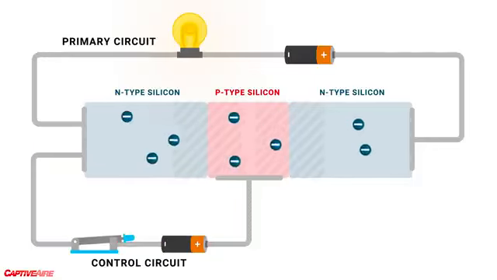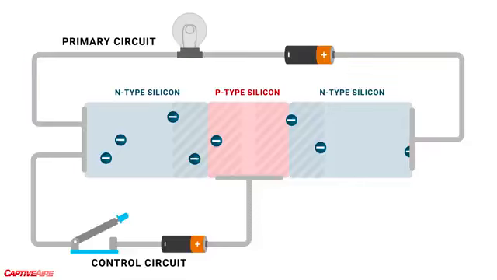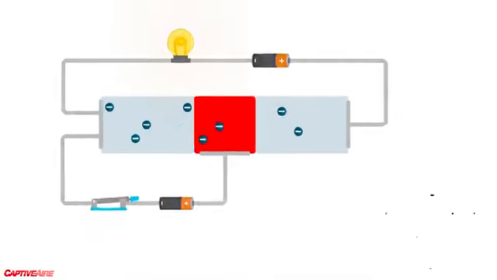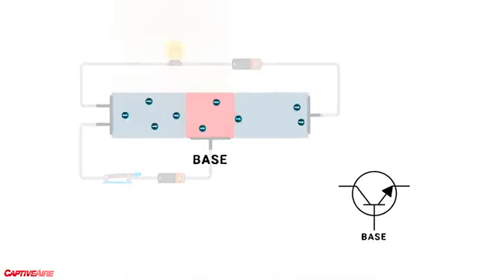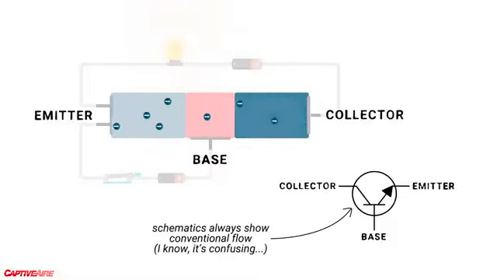And as soon as we stop the flow across the control circuit, the primary circuit will also stop flowing because there's no way for the electrons to be able to cross these two junctions without help. We call the middle of a transistor the base. And confusingly enough, due to the long established idea of conventional flow, which is opposite to electron flow, we call this side the emitter and this side the collector.